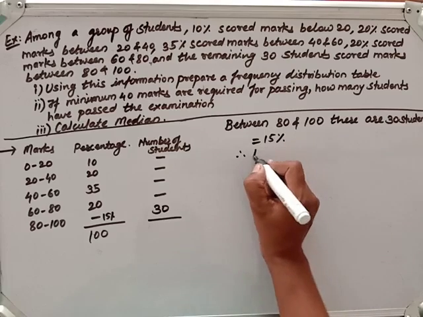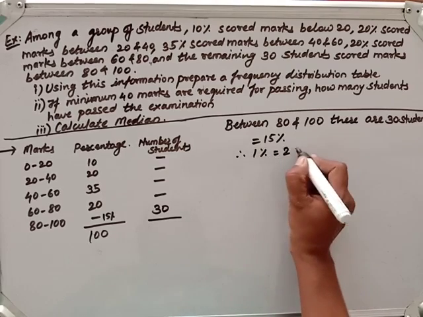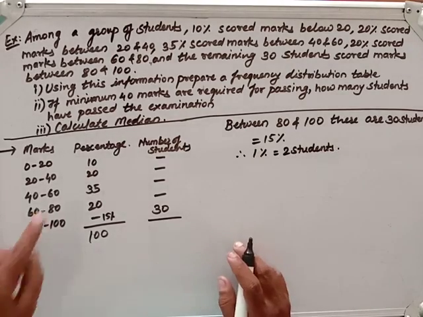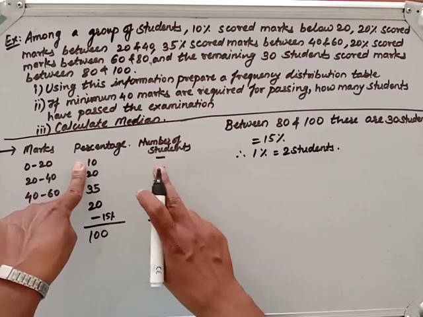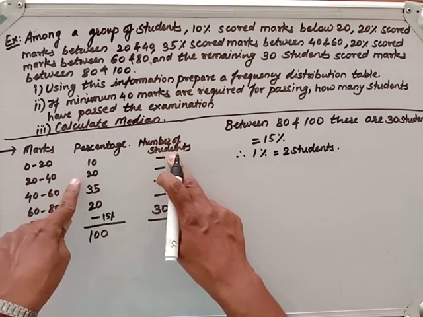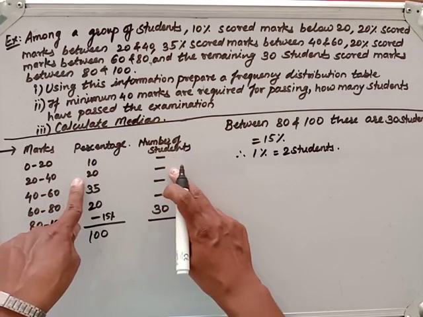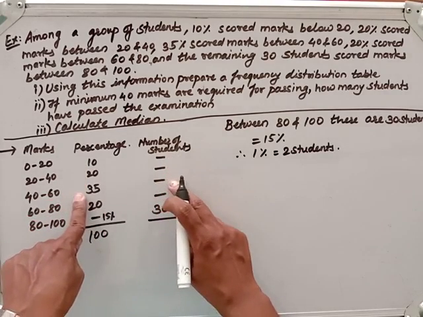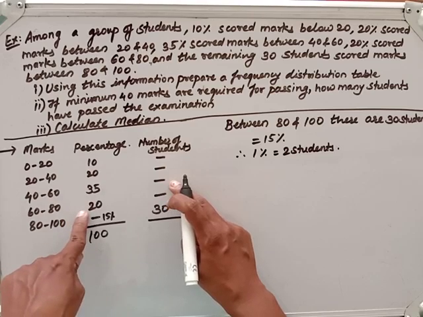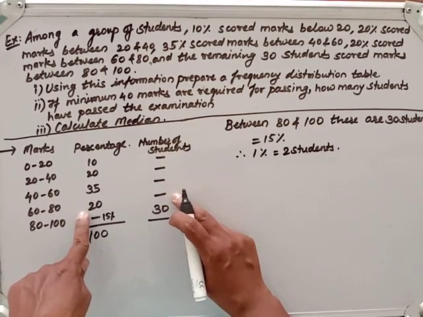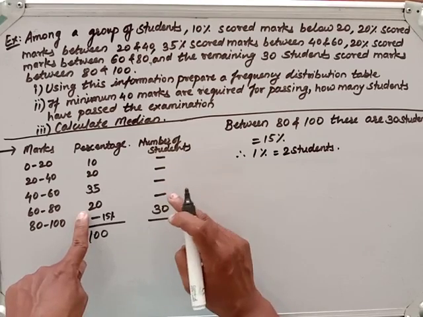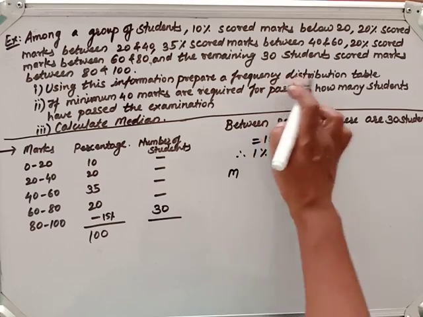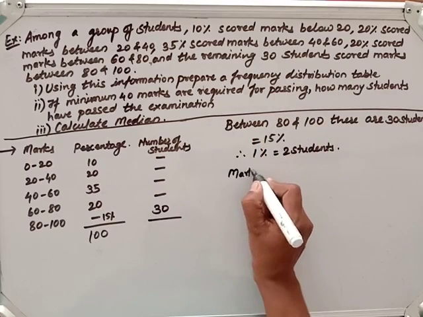So, I can say 1% equal to 2 students. If 10% is there, then number of students should be 20. If 20% is there, then number of students will be 40. If 35% is there, then number of students will be 70. Again, 20% is there, number of students should be 40. So let us prepare a table in that way. That is the answer of first part, the frequency distribution table.